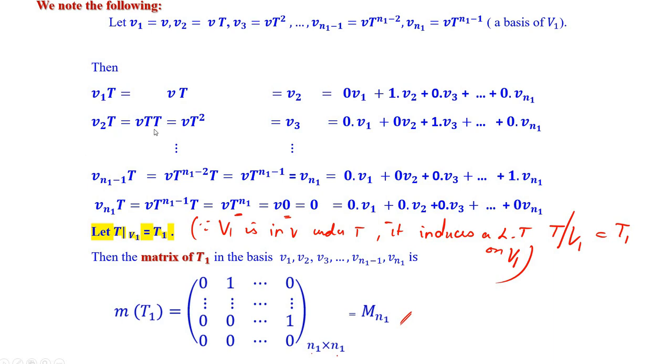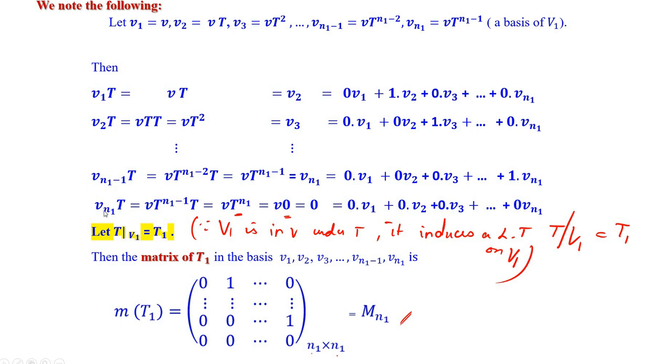Similarly, V2T is vTT, because V2 you have taken as vT, so vTT, which is vT square, but vT square is V3. V3 is present, the rest are not there, so supply them with 0. And proceeding like this, Vn1 minus 1 T, where Vn1 minus 1 is vT power n1 minus 2 operated by T, so we have this, and vT power n1 minus 1 is nothing but Vn1. So this is what we get, only this is present, the rest are not there, so supply them with 0.